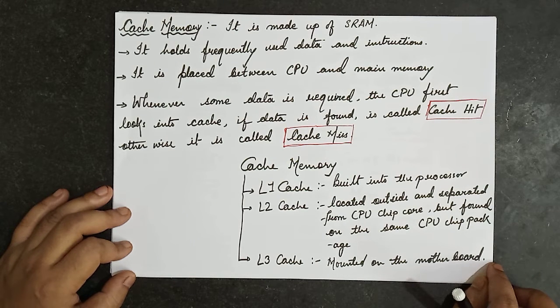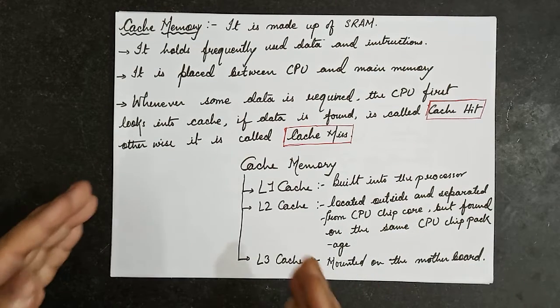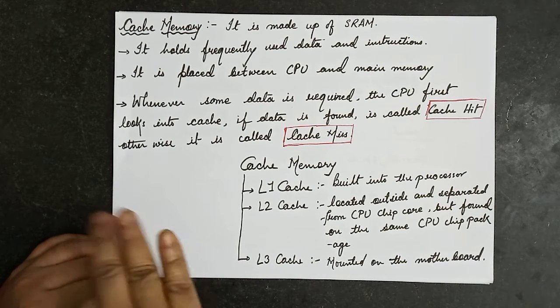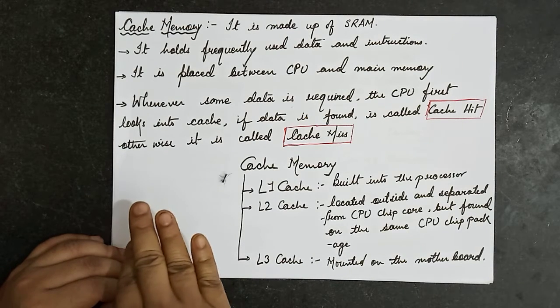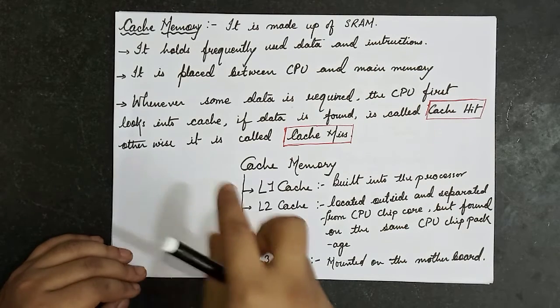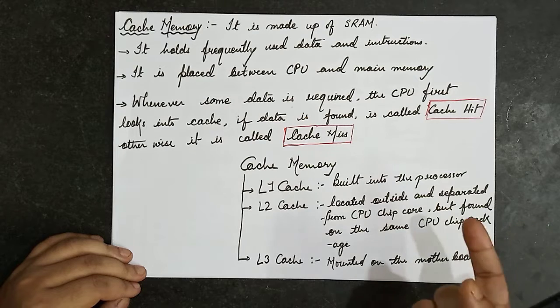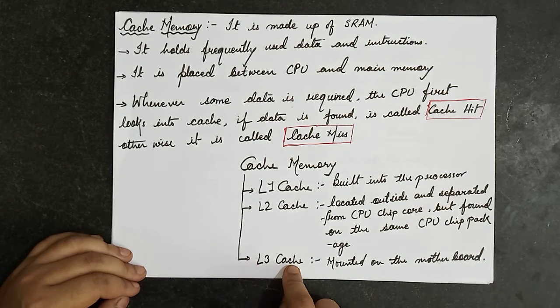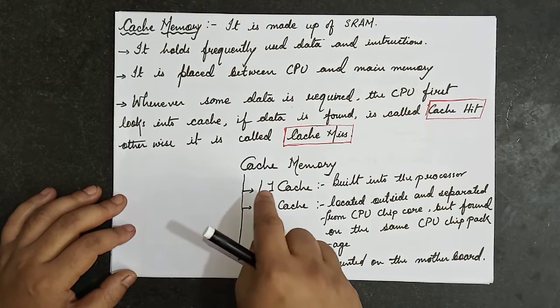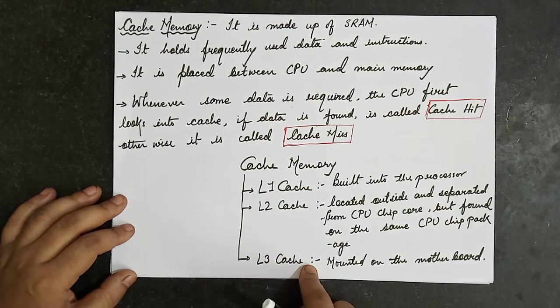Now, for cache memory, there are three levels: level 1, level 2 and level 3. Let's see level 1. Level 1 is built into the processor only. Level 2 is located outside the processor and separated from the CPU chip core, but it is found within the same CPU chip package. We will see the diagram, then the concept will be much clearer. L3 cache is mounted onto the motherboard. Every CPU core has a different L1 cache and L2 cache, but L3 cache is shared.